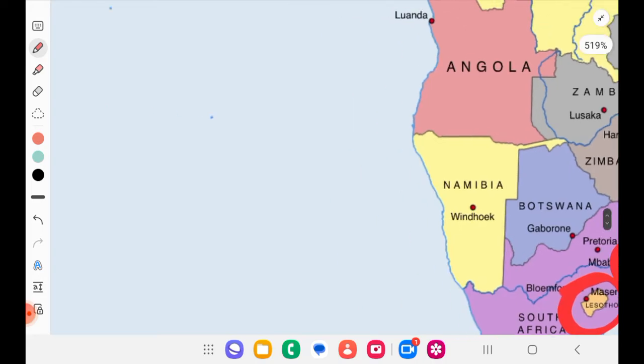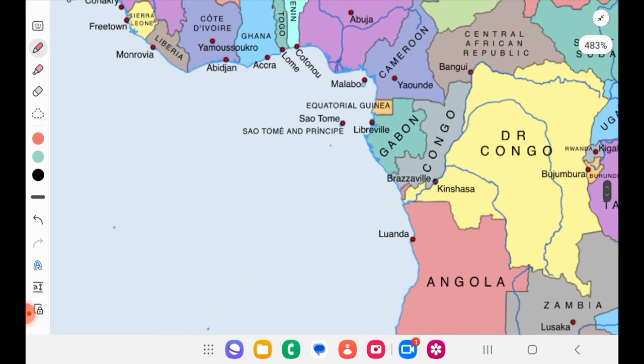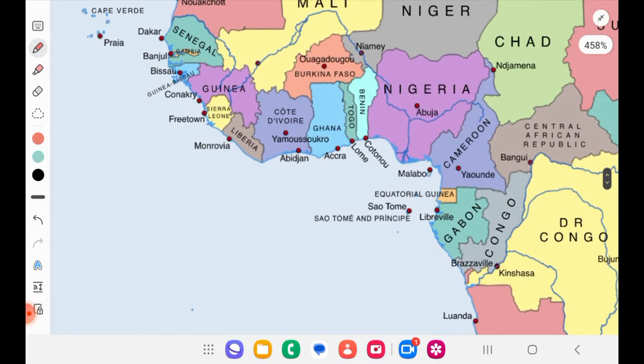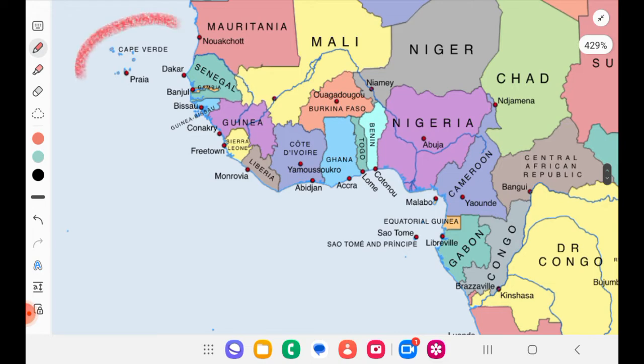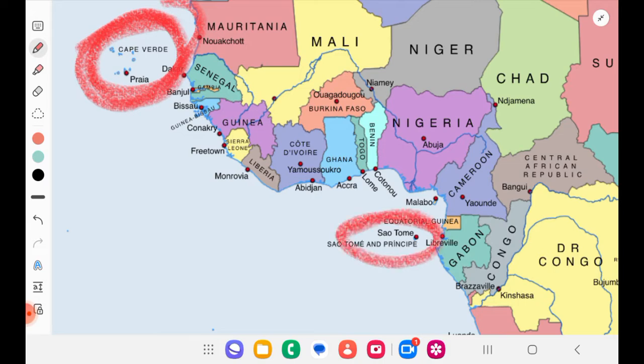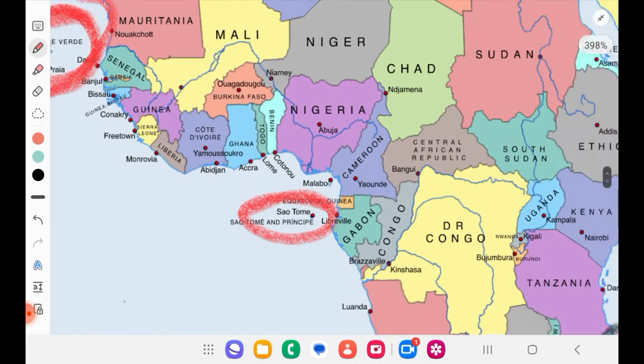Okay. Apart from that, even in the Gulf of Guinea we have one island, and even here we have one more. It is Cape Verde. It is one of the archipelagos that belongs to Africa. And the other one is Sao Tome. Okay, this is one more archipelago. So these are the 6.